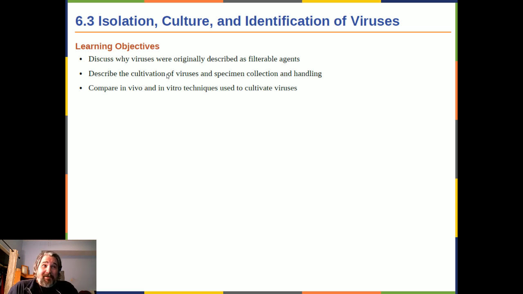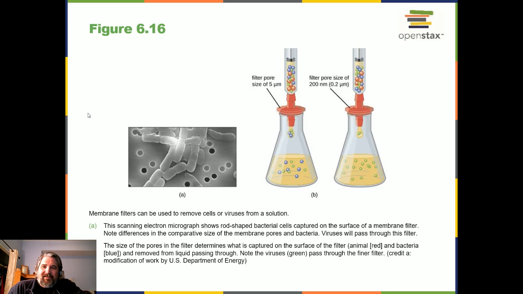All right, so hopefully you can already do this. Describe why viruses were originally described as filterable agents. Describe the cultivation of viruses and specimen collection and handling. Compare in vivo and in vitro techniques used to cultivate viruses.